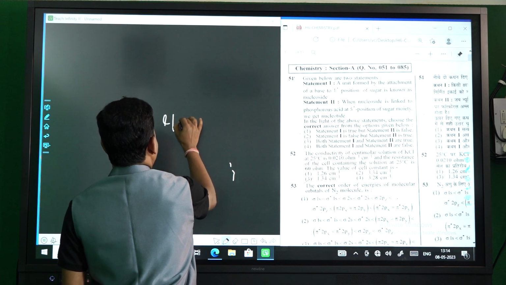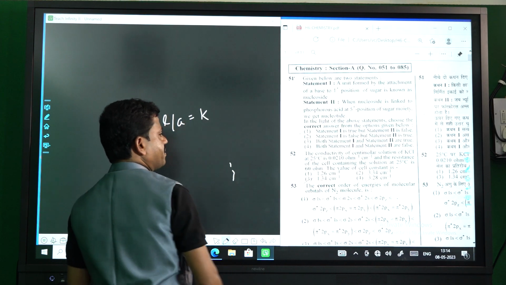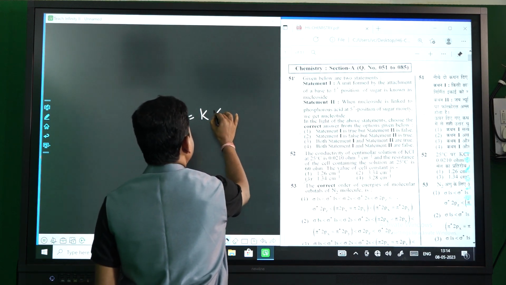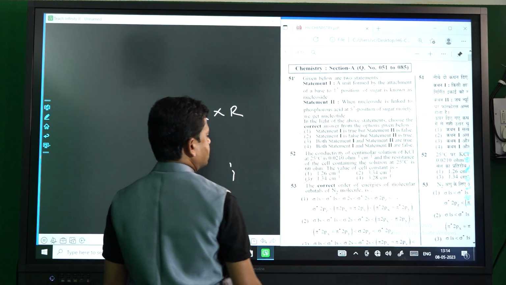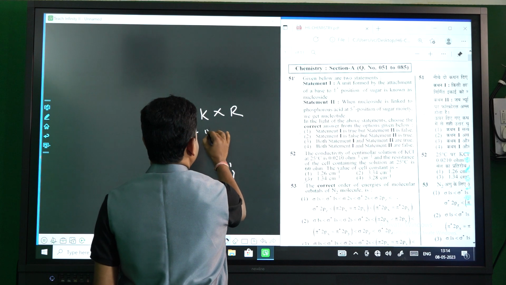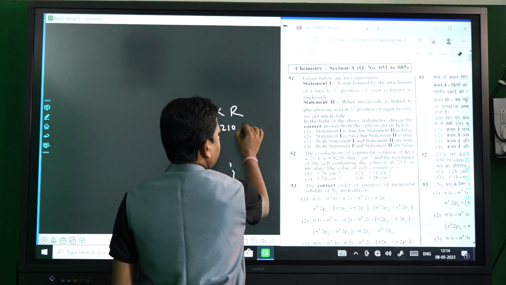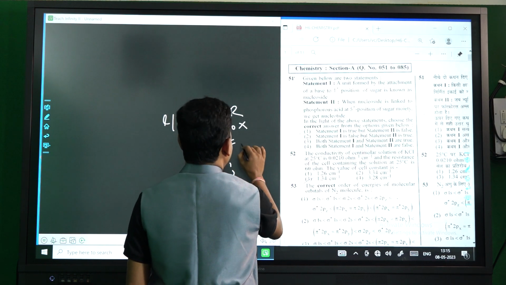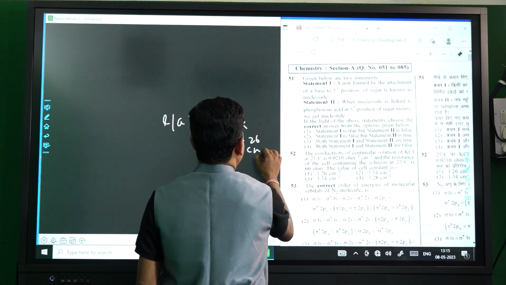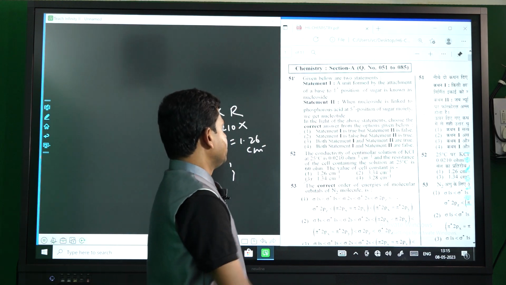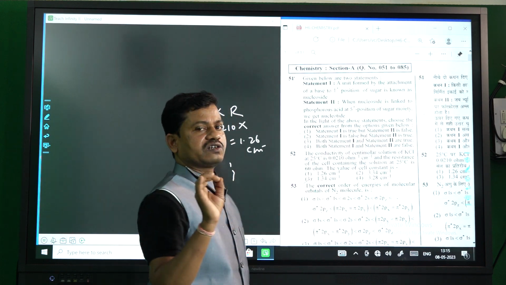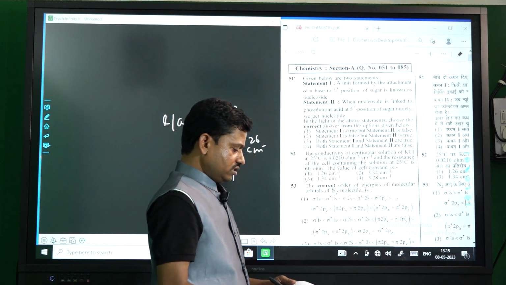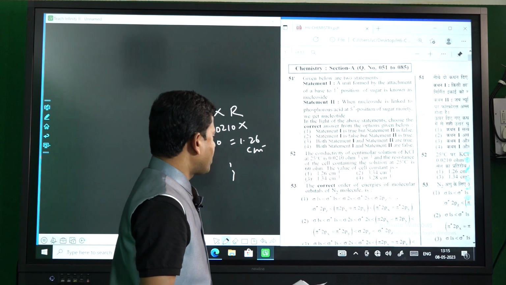The cell constant is L upon A. Kappa means specific conductivity, or specific conductance, or conductivity, into resistance. In your question, the specific conductivity is given as 0.0210, multiplied by the resistance, which is 60 ohm. After calculating, you will get the value 1.26 centimeter inverse, which is the unit of the cell constant. In your question 52, the centimolar solution is invalid data for you. That is the hidden logic of NEET. So the answer to question number 52 is 1.